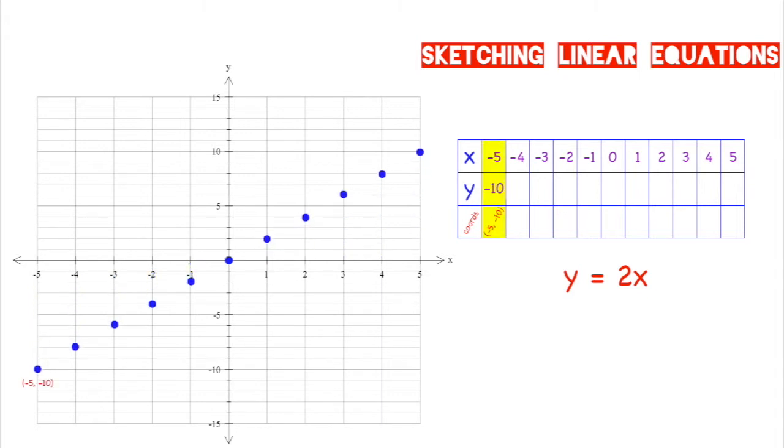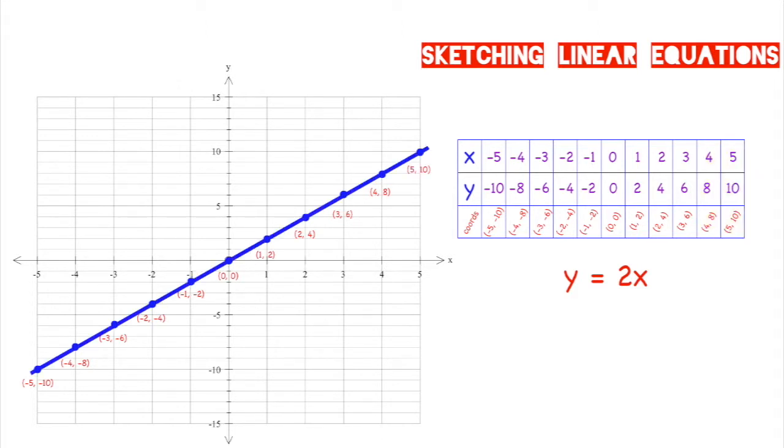And this is exactly what has happened because the x coordinate of -5 has been multiplied by 2 to give us -10, hence giving us the coordinate -5, -10. Multiplying the x coordinate of -4 by 2 gives us -8, hence the coordinate -4, -8. -3 times 2 is -6, hence the coordinate -3, -6. -2 times 2 is -4, taking this dot to a height of -4, hence giving us the coordinate -2, -4. And using this same process for the rest of the dots, you get -1, -2, 0, 0, 1, 2, 2, 4, 3, 6, 4, 8, and 5, 10.